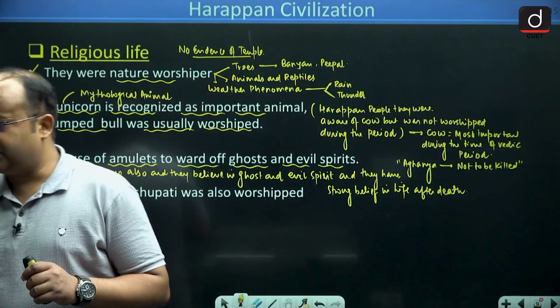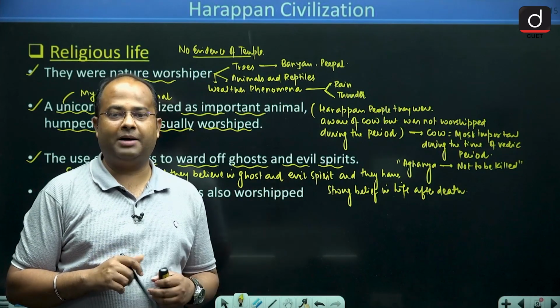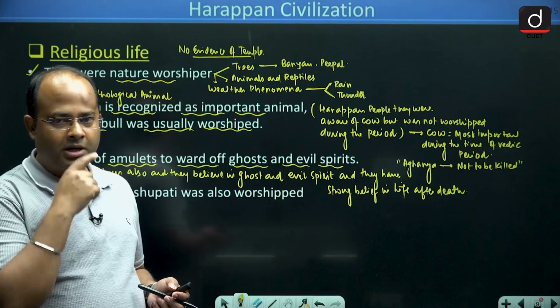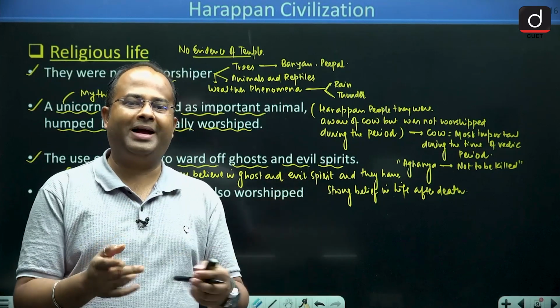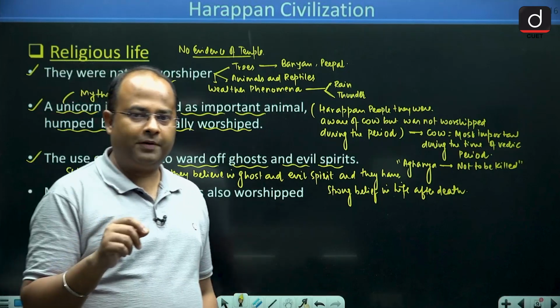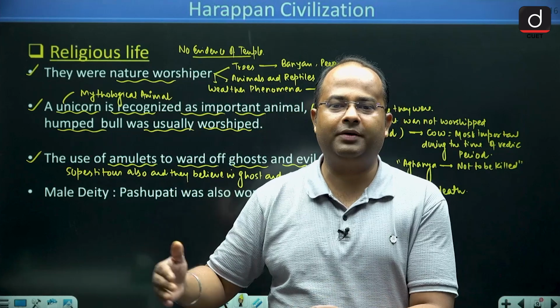The evidence: there is a place called Ropar in Punjab, on the bank of river Satluj. What we have found is a burial of a man with his dog. That means the dog was buried with the man.